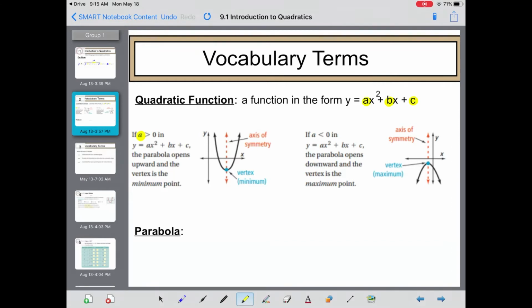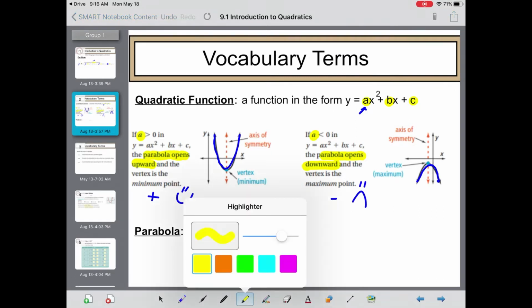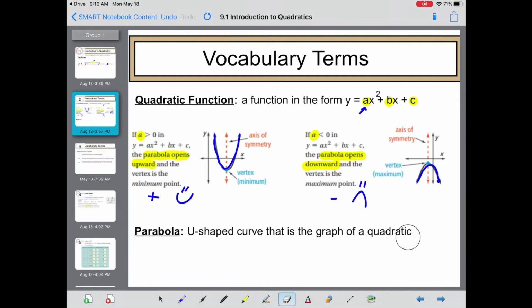Two things to remember. If a, the number in the front, which is this one right here, is positive, your parabola opens upward. So think, positive, smile. If a is less than 0, the parabola opens downward. So think, negative, frown. You can see those here. Positive, negative.